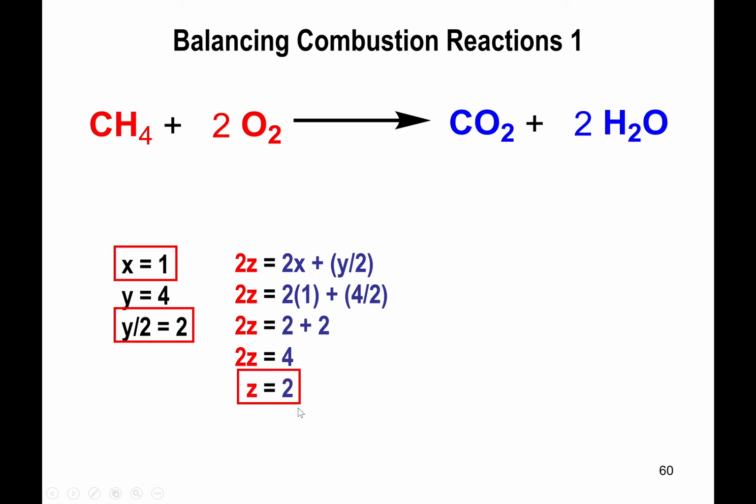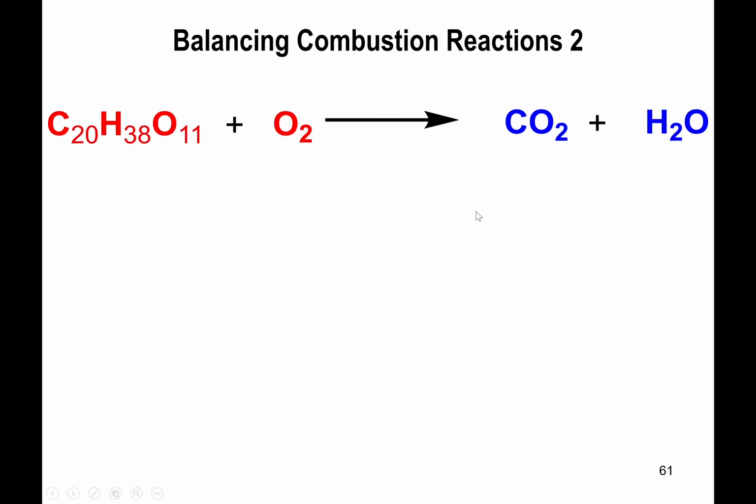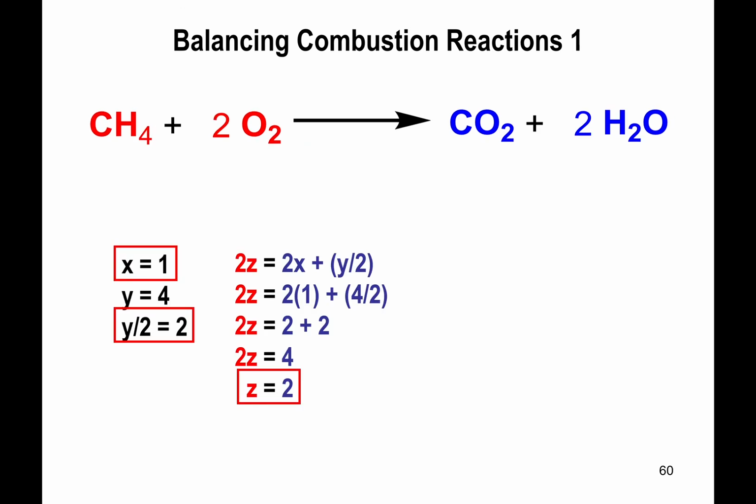Now in essence, the value of X, the value of Y over 2, and the value of Z are the balancing coefficients that need to go in the equation. So as you can see here, it's a little bit overcomplicated to do it this way, since we have a relatively simple example.